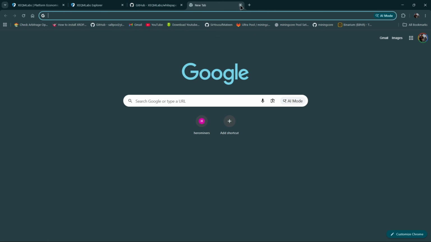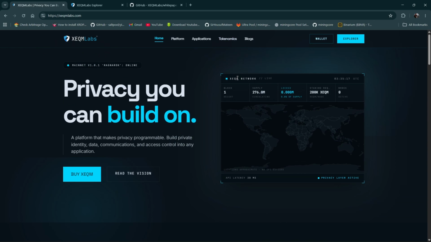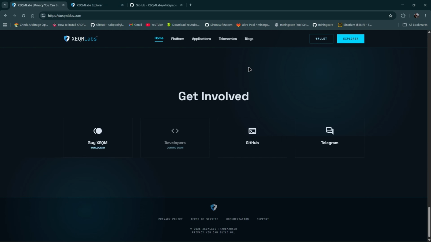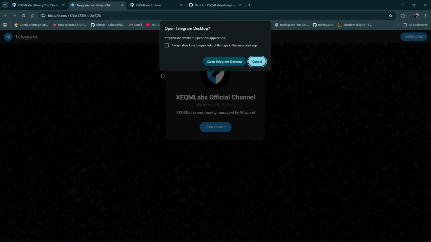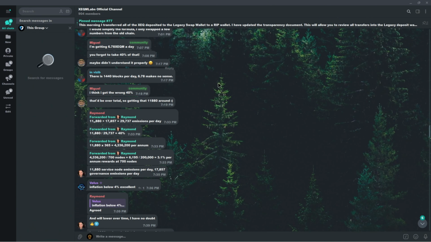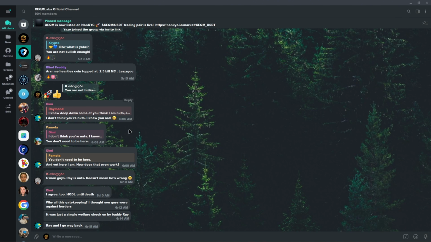So if we go to the X from their website, I don't see the link for X over here. I think we can see the documentation over here, of course. Let's head over to their Telegram first. Now I would like to go to the Telegram, and from here we will be able to find, let's just go to the pinned message, close this. Okay, so this is the community.